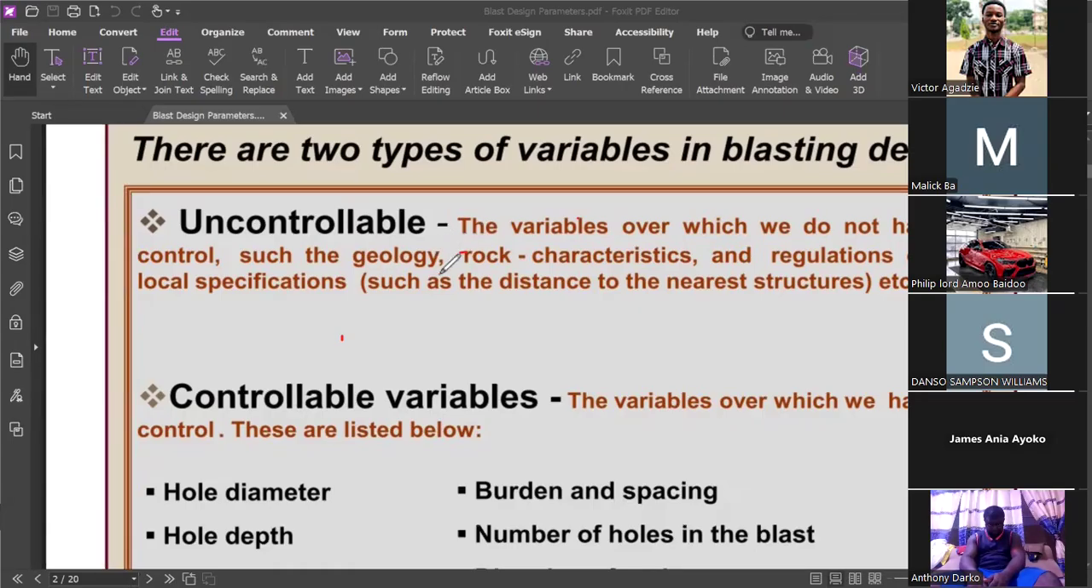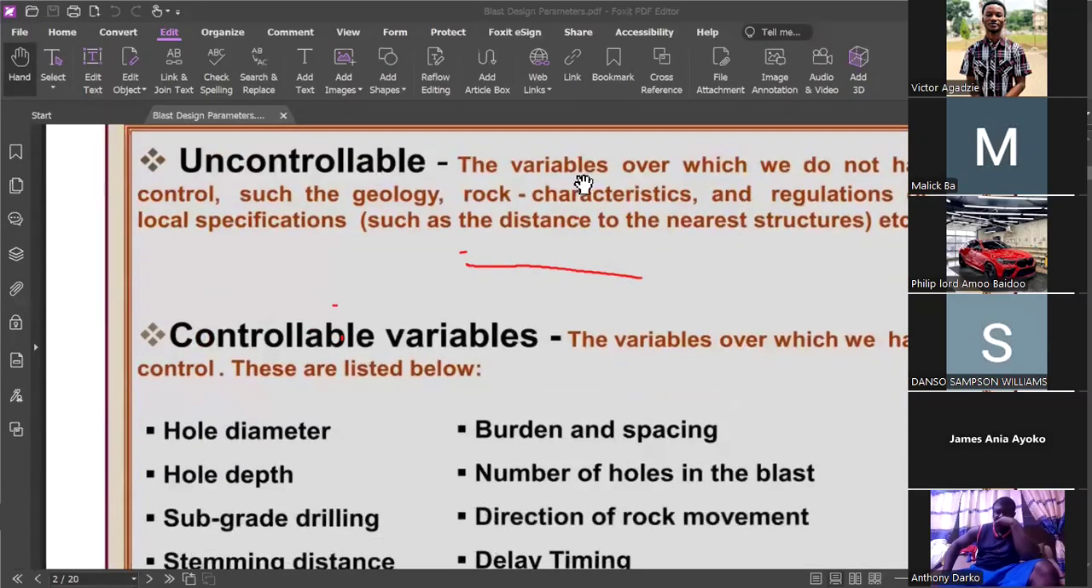So these ones are uncontrollable. And we have ones that we can control. Based on our design, we can control those ones, like the burden that you use, the spacing, the stemming, all those we can control. So we have the uncontrollable ones that we are aware of, and we have the controllable ones.